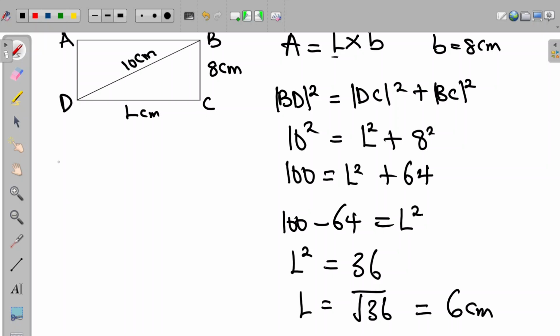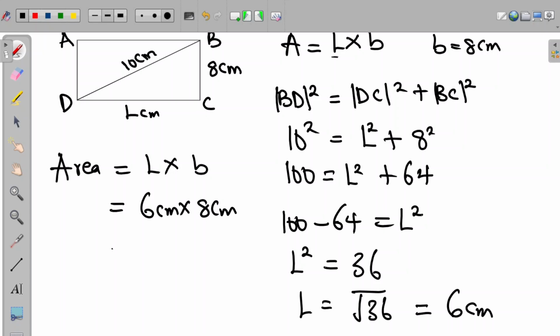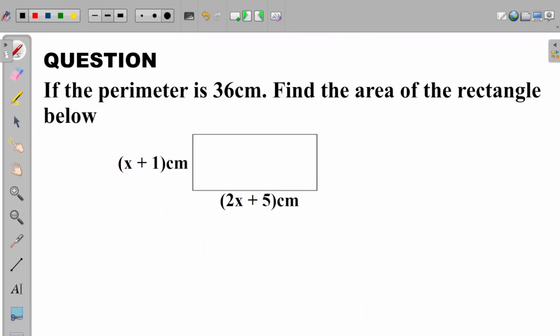So recall that area is equal to length times breadth. At this point, we are given the length to be 6 cm and the breadth is 8 cm. Therefore, 8 times 6 is given as 48 cm squared. So the area of the rectangle is 48 cm squared.